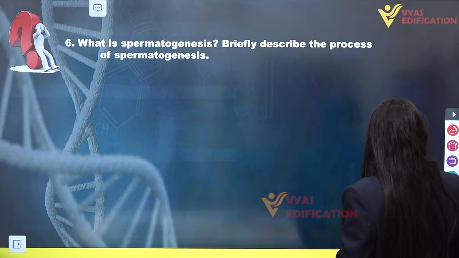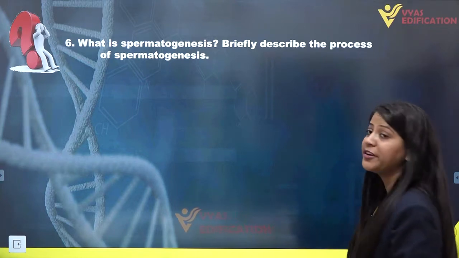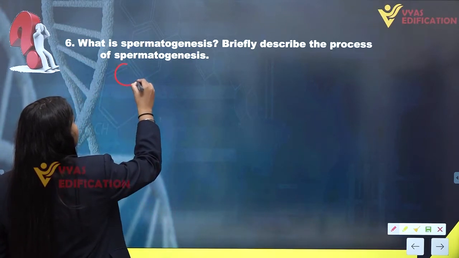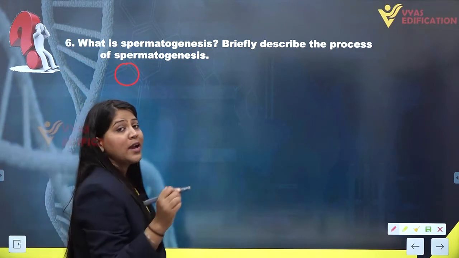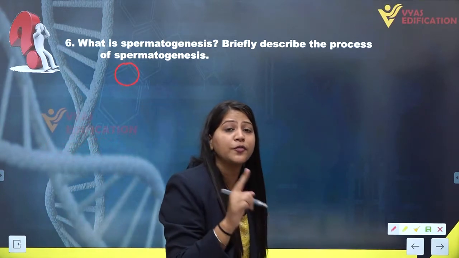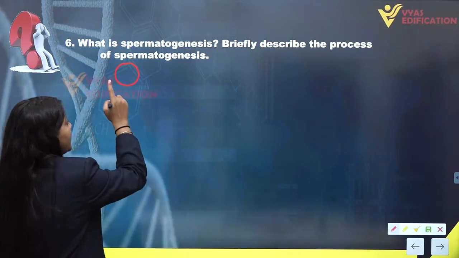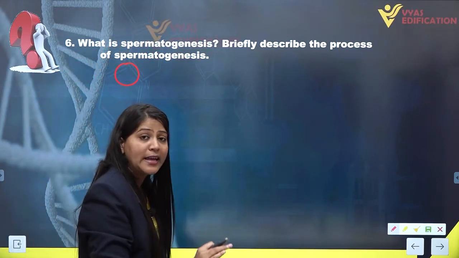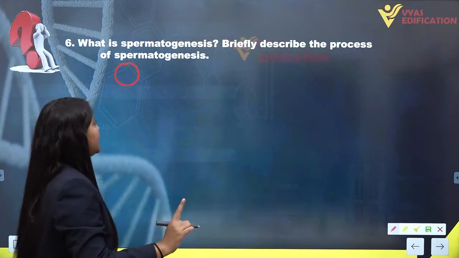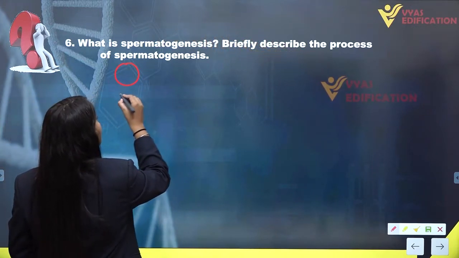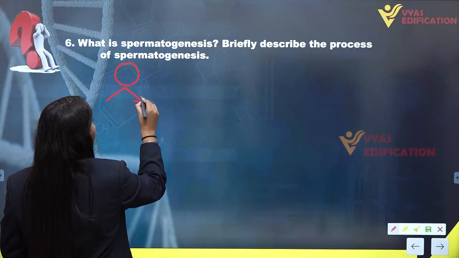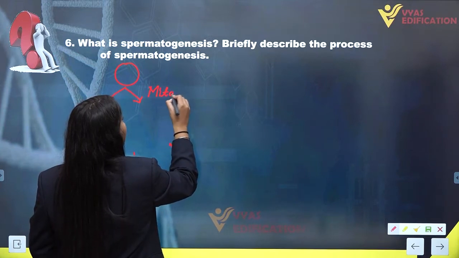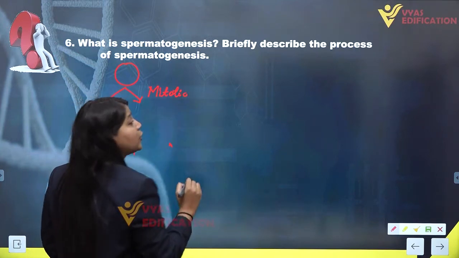So let's describe the process of spermatogenesis with the help of a diagrammatic representation. Here we are taking spermatogonia. Spermatogonia are present inside the seminiferous tubules of the testis in males. We are taking spermatogonia because these are the cells which give rise to the sperm cells or male gametes. So this spermatogonium is undergoing the process of mitotic division, or mitosis.